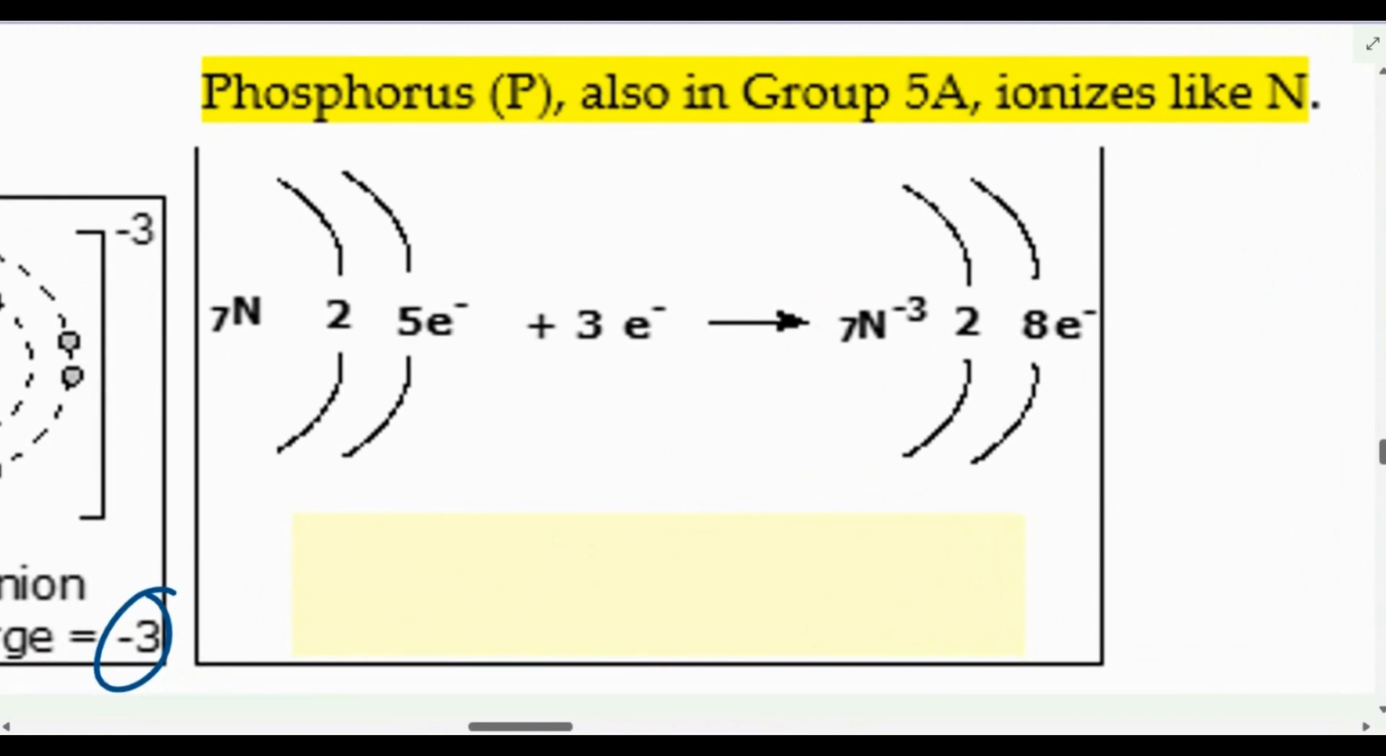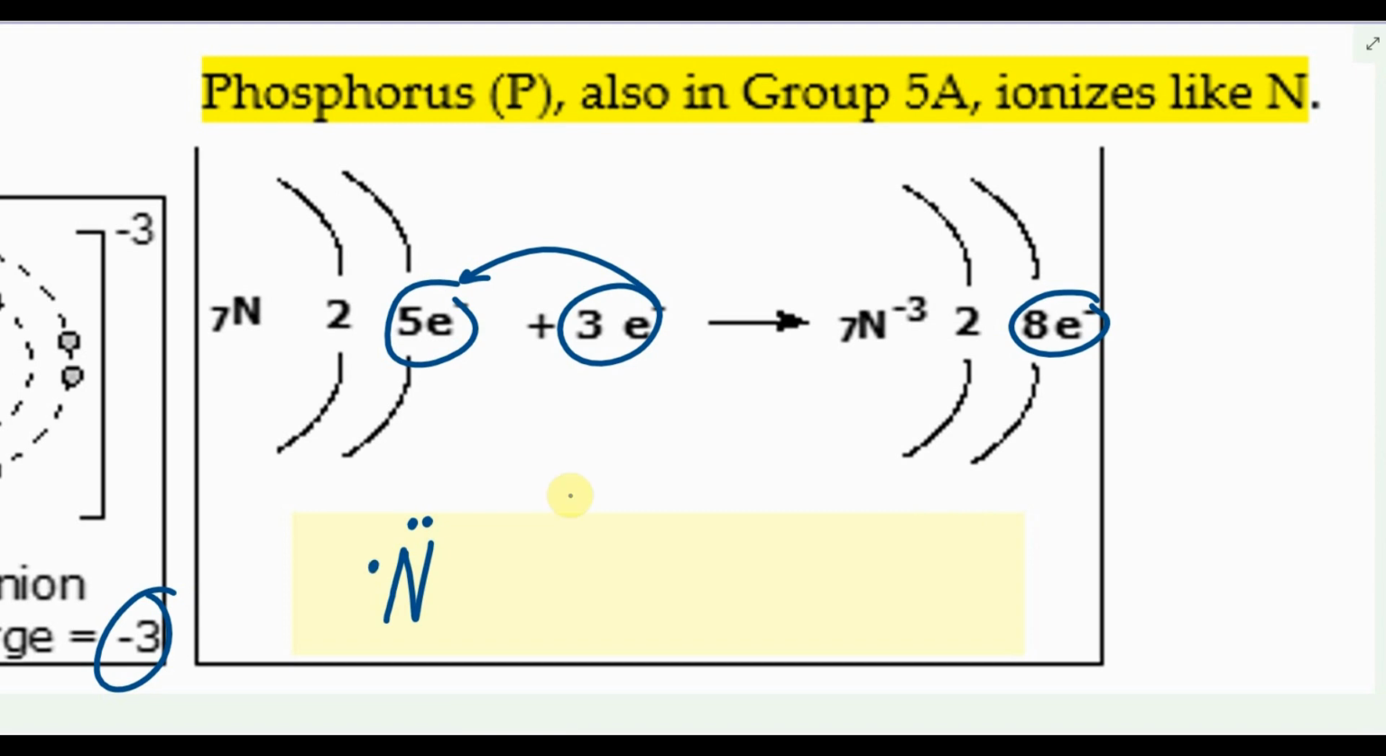Here it is in a Lewis symbol. 5 in the valence shell. Let's add 3. Now we have 8. Lewis symbol here. We have nitrogen in group 5A plus 3 electrons. It's neutral to begin with. We add 3 negative charges. It's going to have a charge of -3, correct? It's got 3 more negative charges than it used to have. So that's nitride, and phosphorus works the same way.